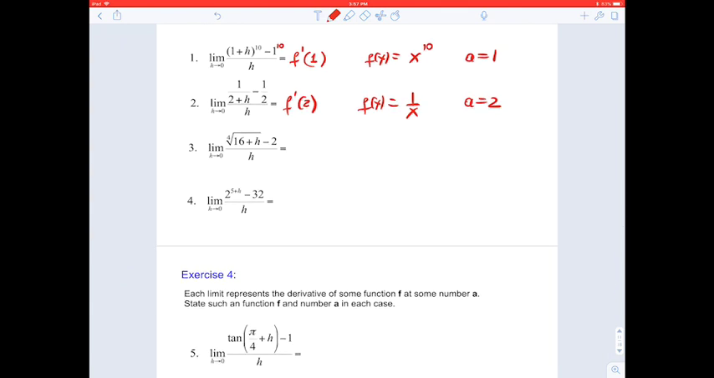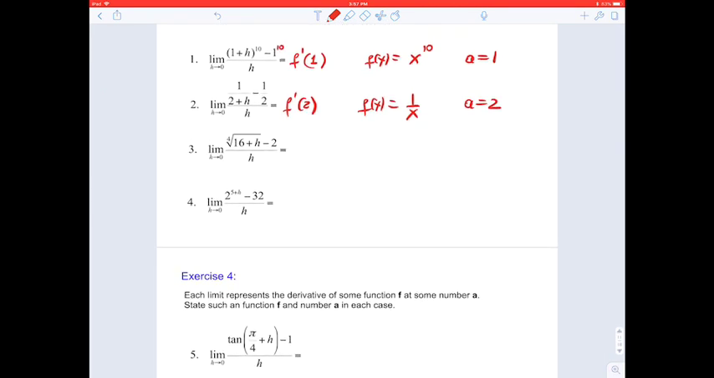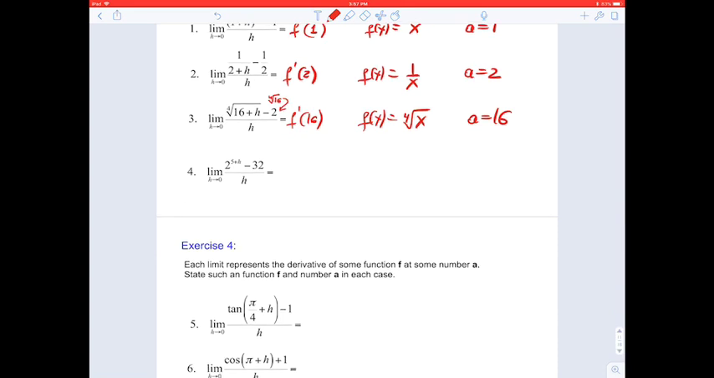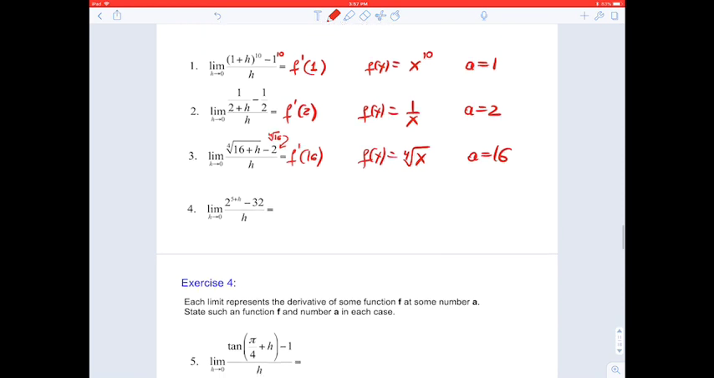Limit as h goes to 0 of the fourth root of the quantity 16 plus h minus 2. I'm assuming that this is also the fourth root of 16, which is 2. Derivative at 16, and it looks like the function is the fourth root of x, and a of course is 16. We can try to evaluate, but we don't have to. We only have to state the function and the point a.